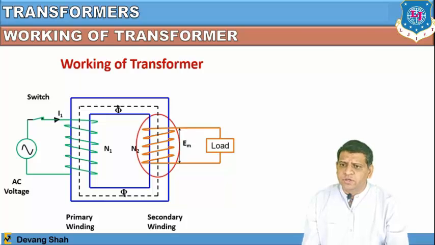This is called a mutually induced EMF. Now that's how it will transfer one AC power into another AC power in terms of voltage or current. This is what we call the working of a transformer.